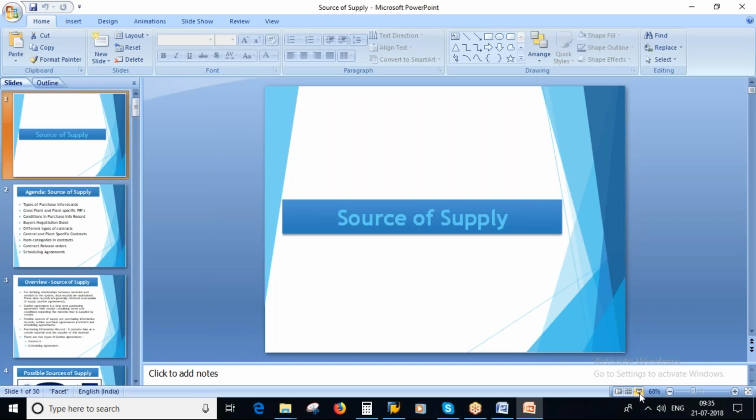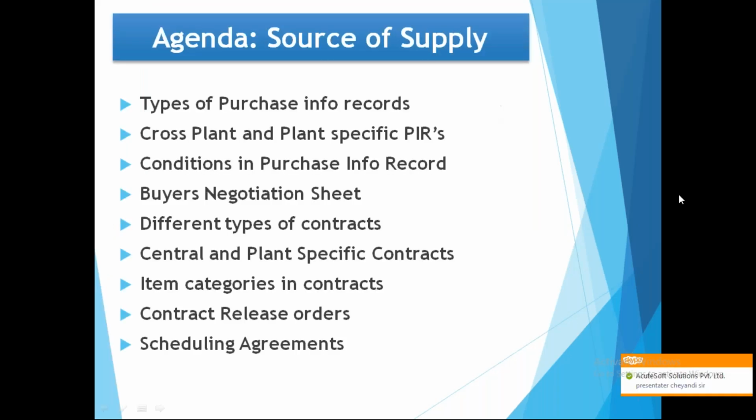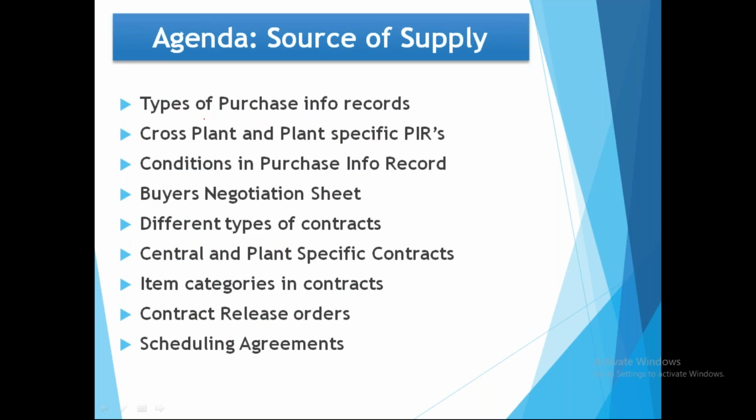Okay, source of supply. The topics that we are going to cover in source of supply are: we will see the different types of purchase info records, what the different types of purchase info records are, and what cross plant and plant specific purchase info records are.